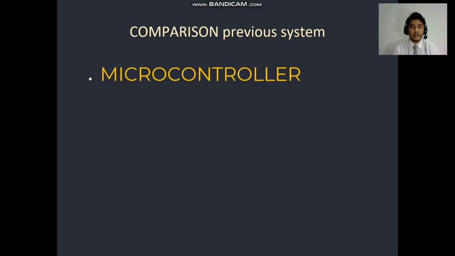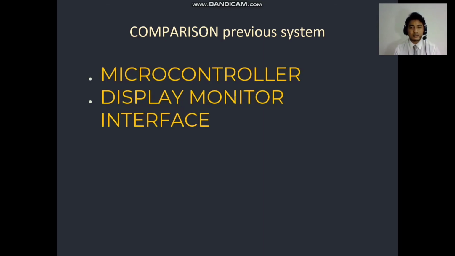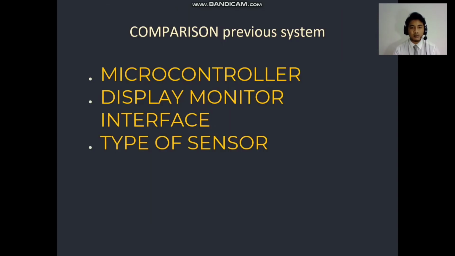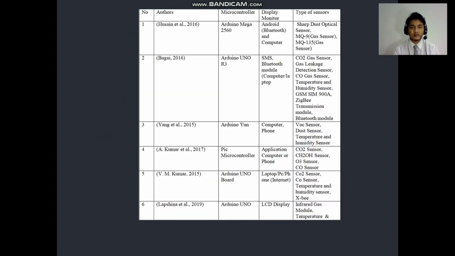This is my comparison for previous systems. There are many previous systems that have been created for this Arduino IAQ, differing in microcontroller, display monitor, interface, and type of sensor. This is the list of the previous devices that have been created. Firstly, they are using Arduino Mega 2560 and display monitor, Android, Bluetooth and computer. And the types of sensor are Sharp dust optical sensor, MQ9 gas sensor, and MQ135 gas sensor.